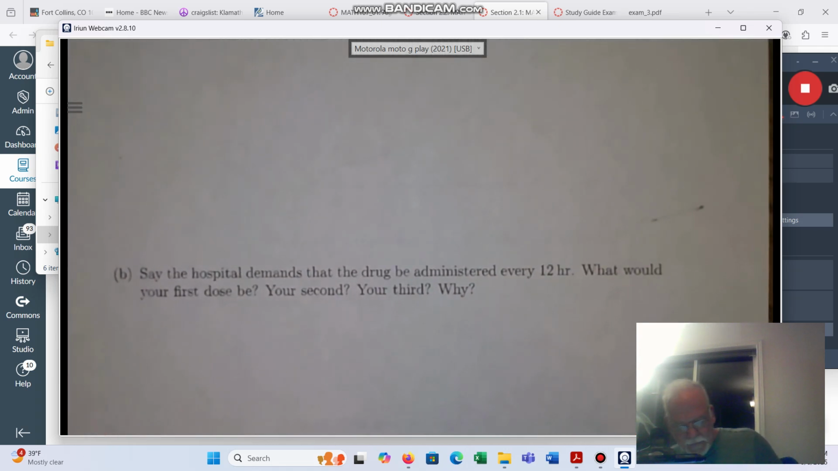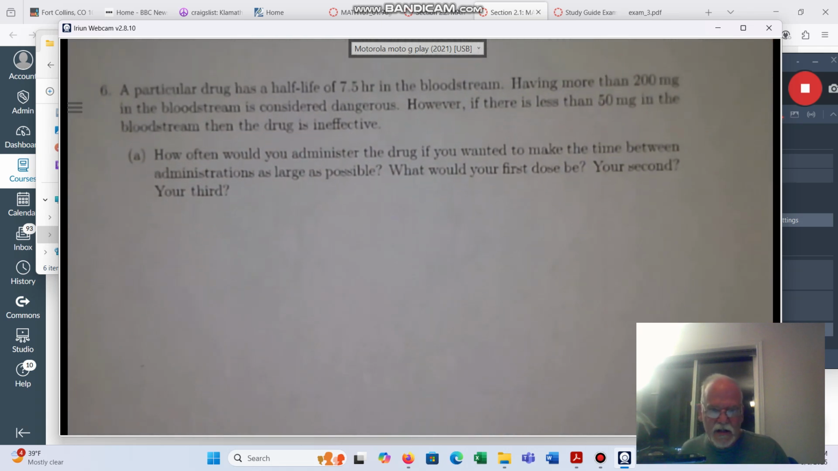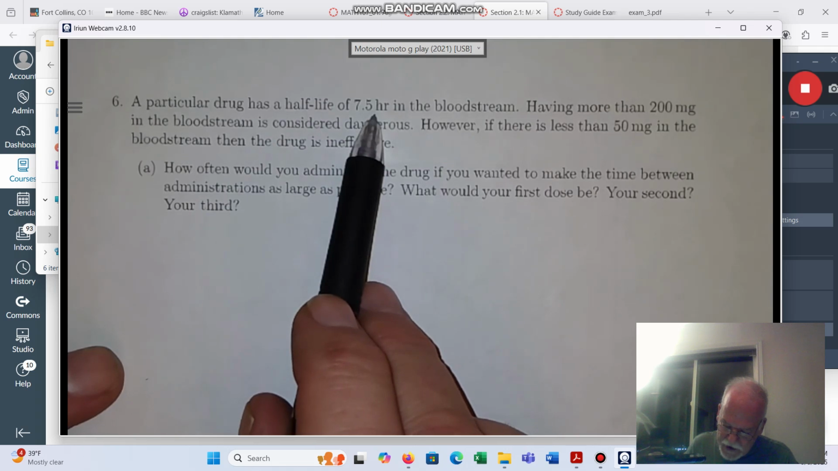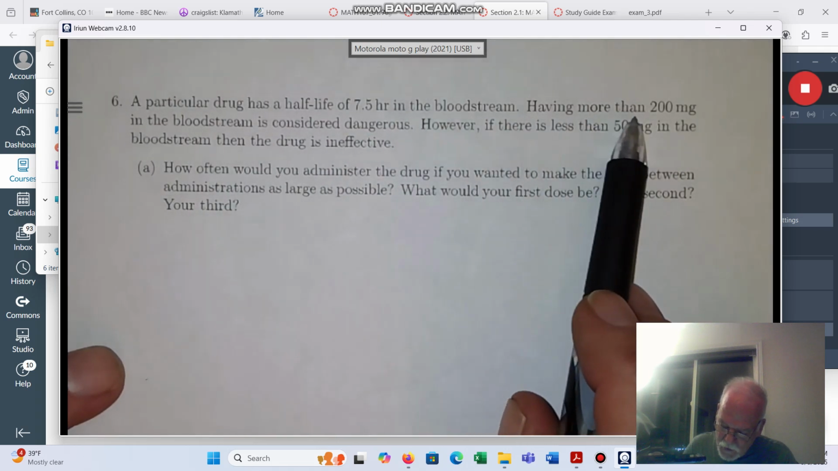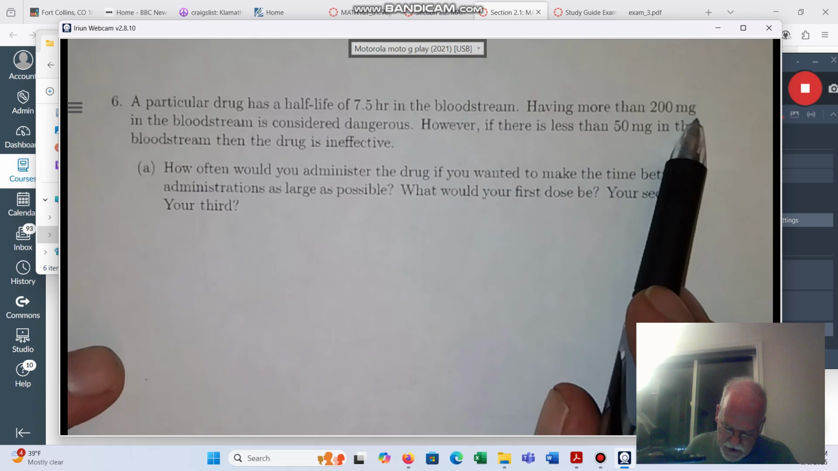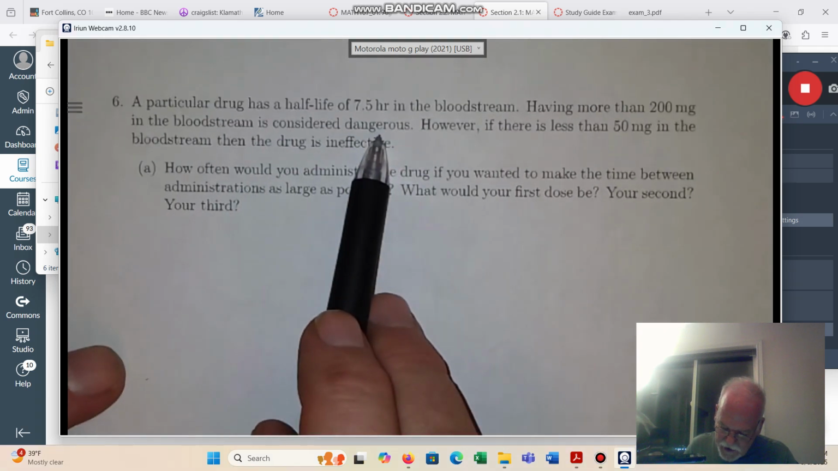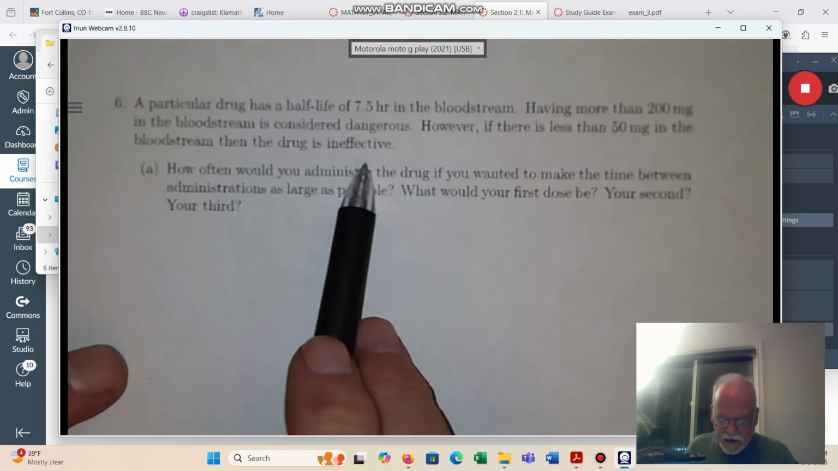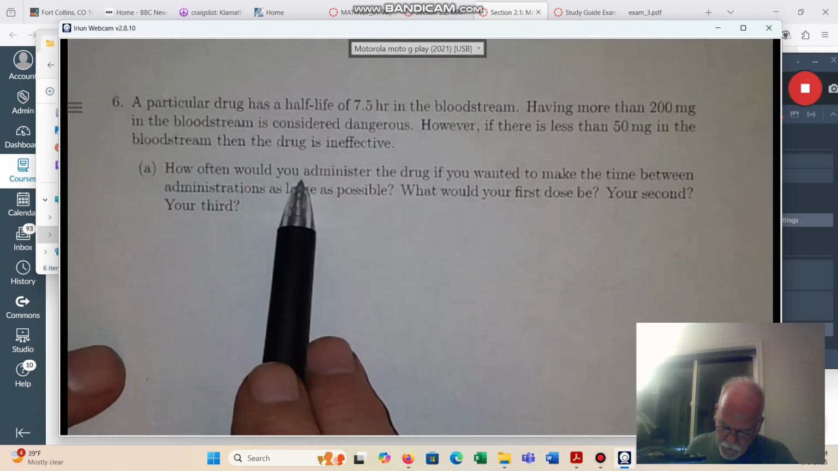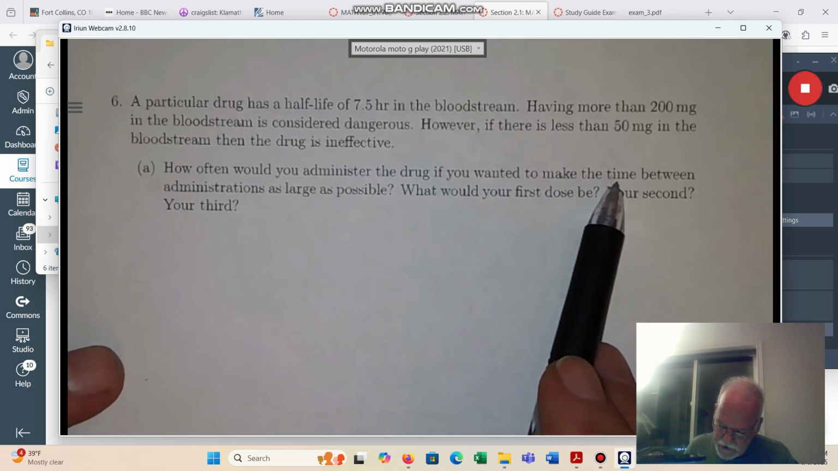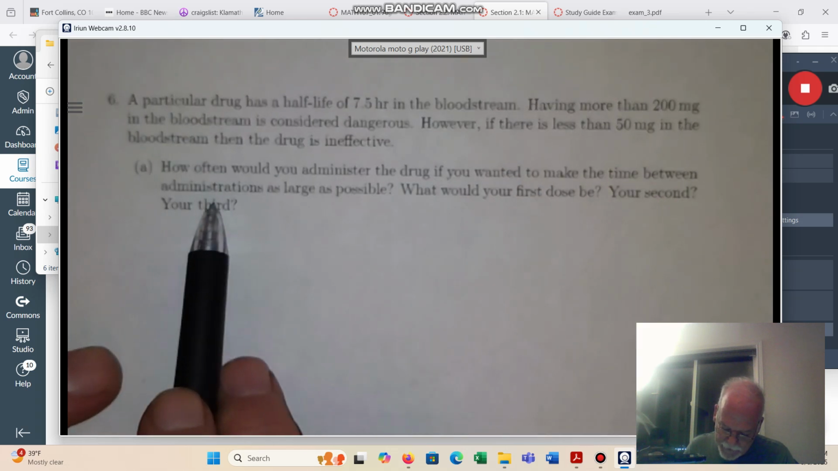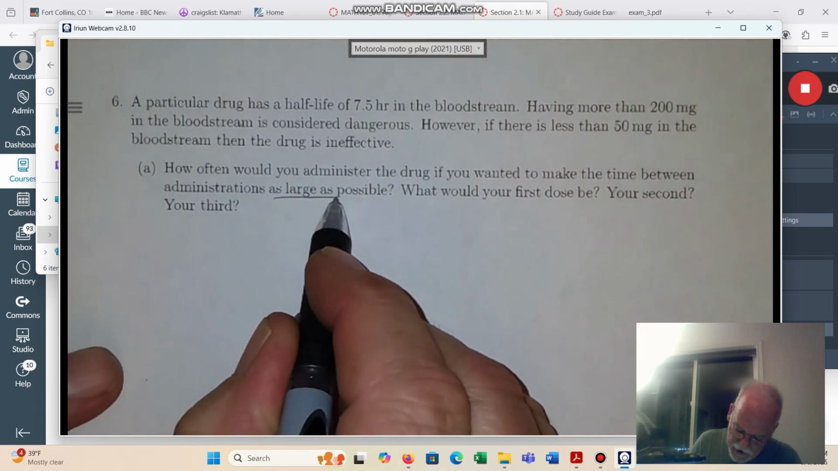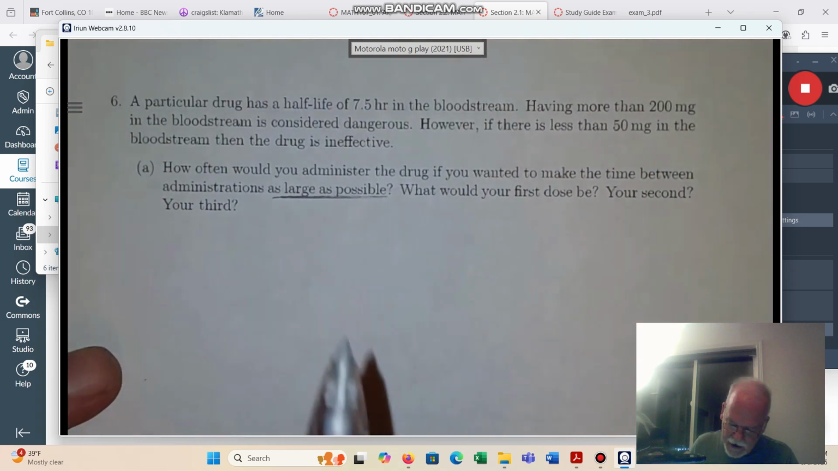A particular drug has a half-life of 7.5 hours, and more than 200 milligrams in the bloodstream is considered dangerous. However, less than 50 is considered ineffective. How often would you administer the drug if you wanted to make the time between administrations as large as possible? So we want the time to be as large as possible.